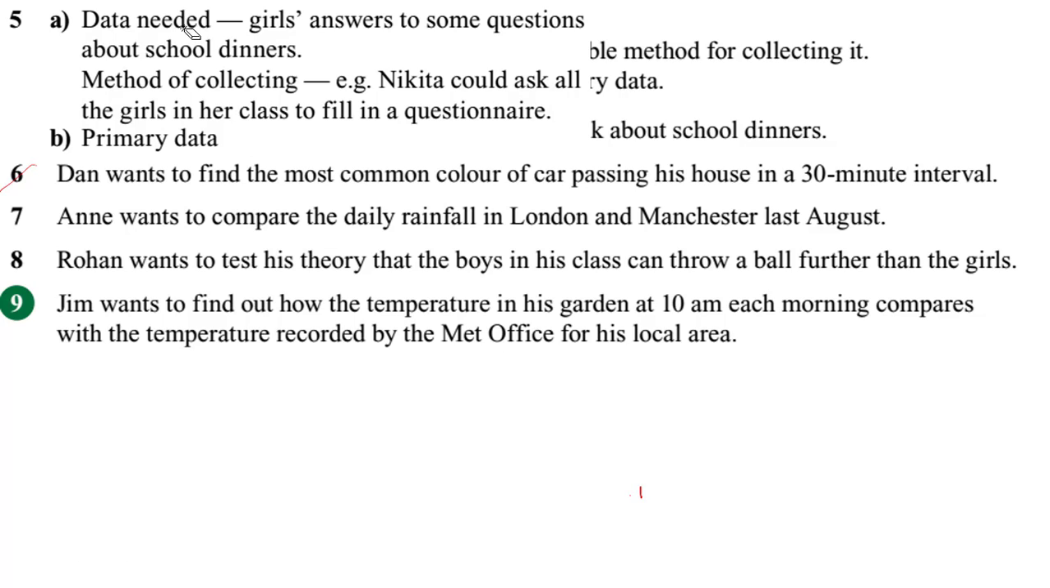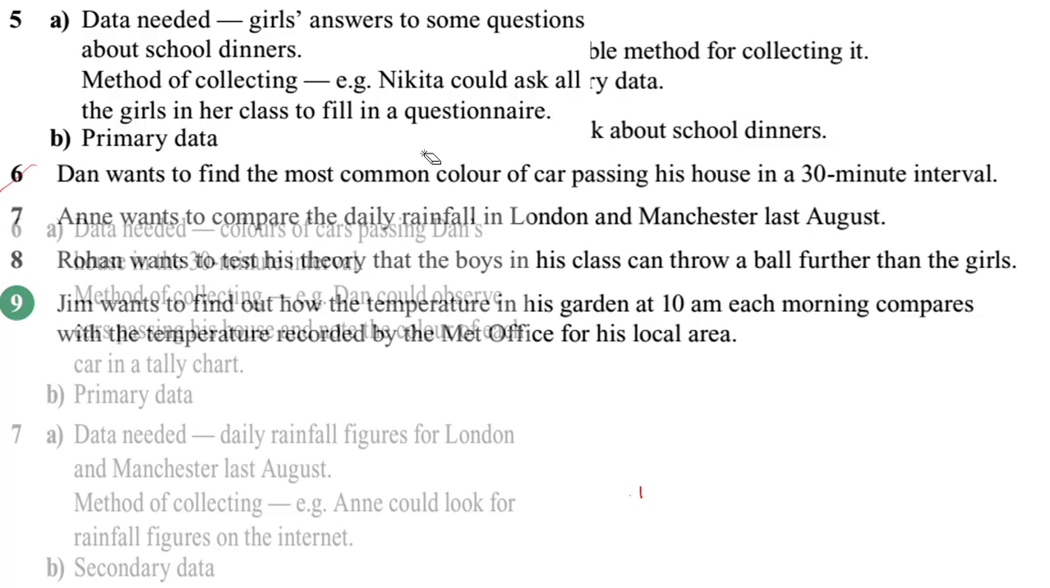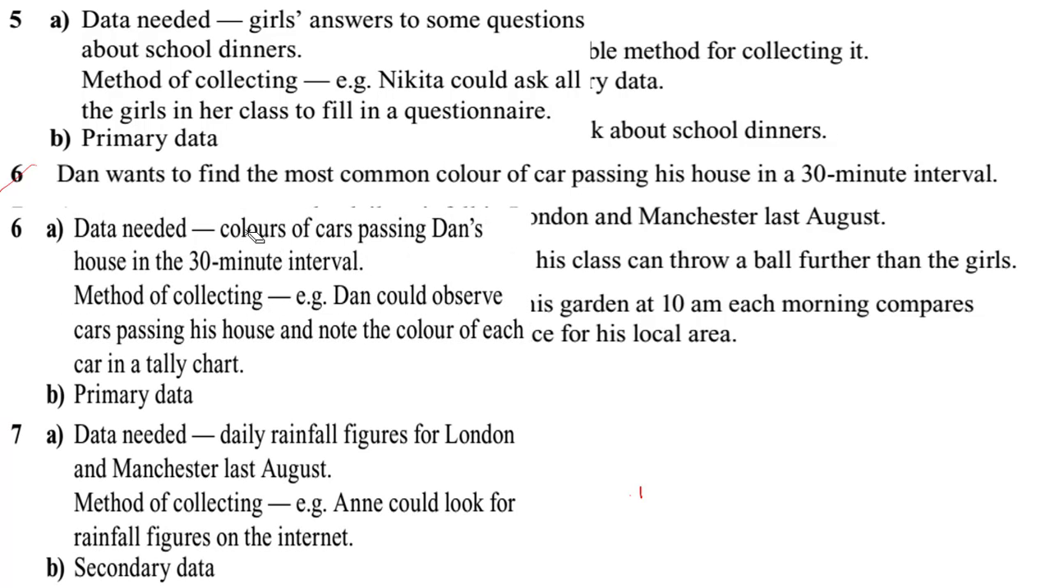So question 5 says data needed is the girls' answers to some questions about school dinners, like I said earlier. And the method of collection would be Nikita could ask all the girls in her class to fill in a questionnaire. So that was question 5. Now question 6 is about the colors of cars. The data needed would be the colors of cars passing Dan's house in a 30-minute interval. And how would Dan collect this? He could observe cars passing his house and note the color of each car in a tally chart. Again, he's using the tally chart. And this will be primary data.